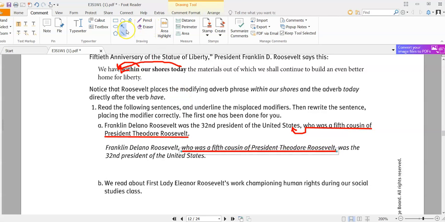So this, between the commas, describes FDR, and this also describes FDR. Even though it's not right next to the person it's describing, it's still fine because of the interruption of the phrase between the commas. You can act like that doesn't exist, and if it still makes sense, it's still grammatically correct. So if it just said Franklin Delano Roosevelt was the 32nd President of the United States, that would be fine. As long as that still makes sense, you're doing the right thing grammatically.